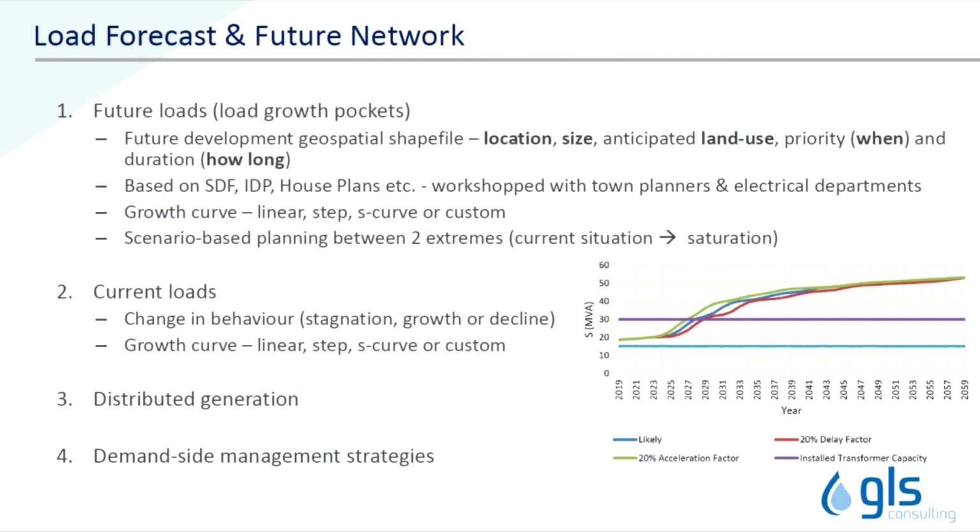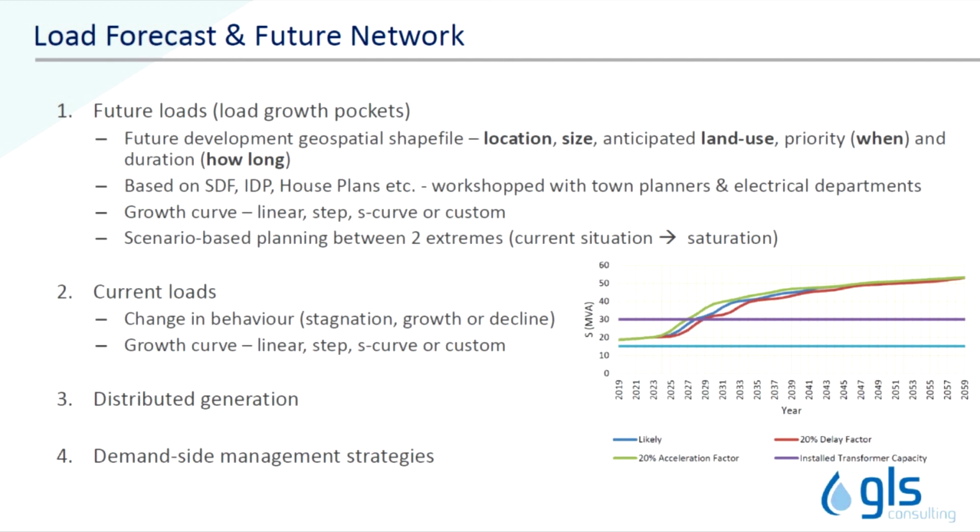Different growth curves can be employed in Edison. You can use linear curves, step curves, S-curves, or customs. And this facilitates scenario-based planning between two extremes, which is your current situation and then ultimately saturation. You can also model, in terms of your current loads, a change in behavior, which can be a stagnation or growth or decline, as we have seen for a particular client that I made an example of earlier in the presentation. And then once again, you can employ linear, step, S, or custom growth curves. You can also then model the impact of distributed generation and different demand-side management strategies.